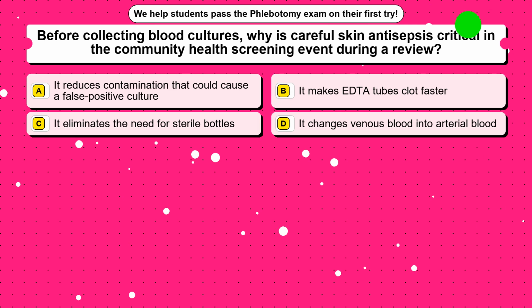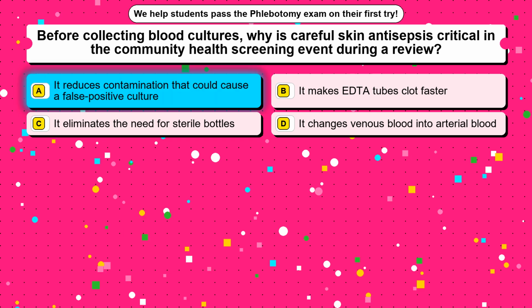Question 72. Before collecting blood cultures, why is careful skin antisepsis critical in the community health screening event during a review? Option A. It reduces contamination that could cause a false positive culture. Option B. It makes EDTA tubes clot faster. Option C. It eliminates the need for sterile bottles. Option D. It changes venous blood into arterial blood.